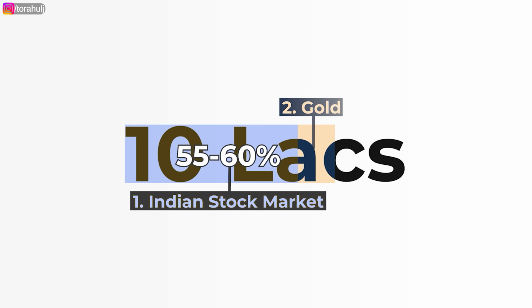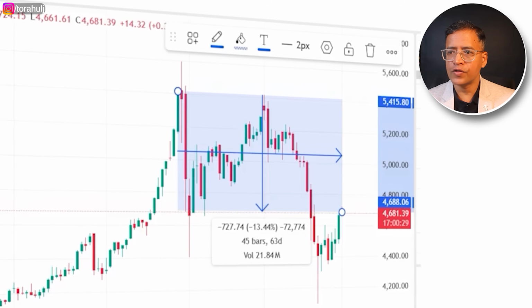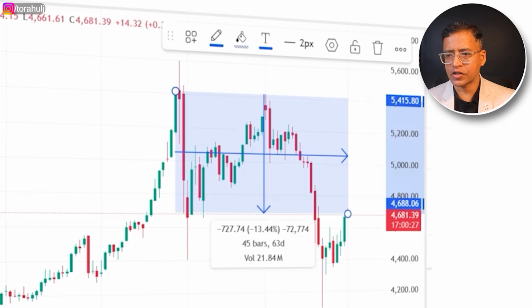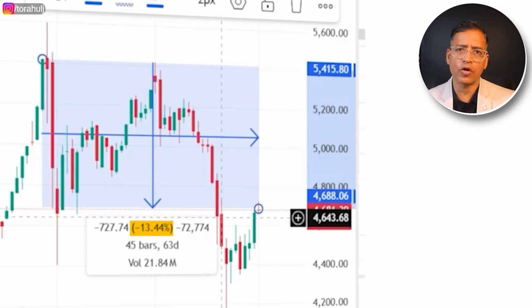With that, let me go to my second asset class that looks very, very interesting to me. The second asset class is gold. Around 8 to 10% of allocation definitely I would look to do in gold. Why? Have a look at gold's chart, and what do we see here? That gold has done a correction of around 13.44% when I'm recording this video.